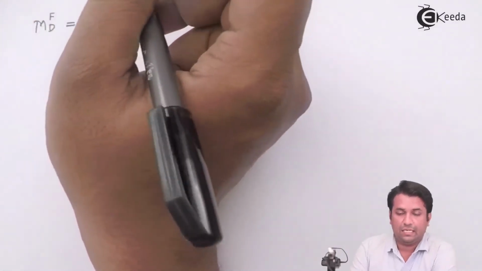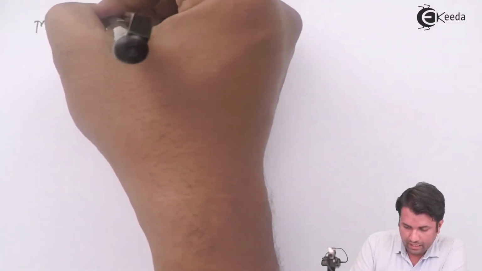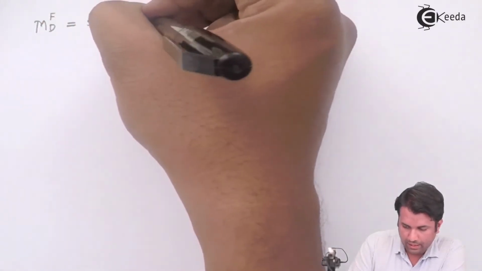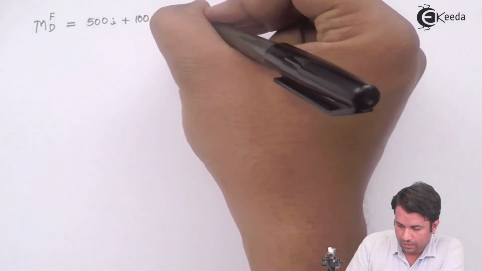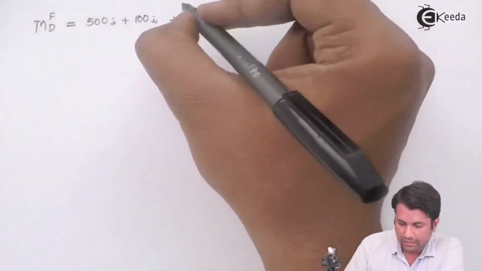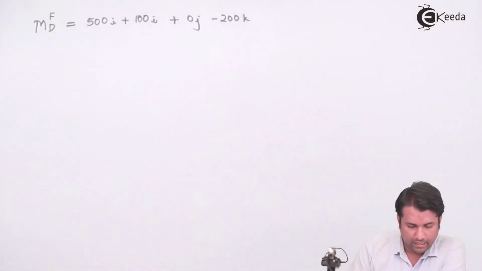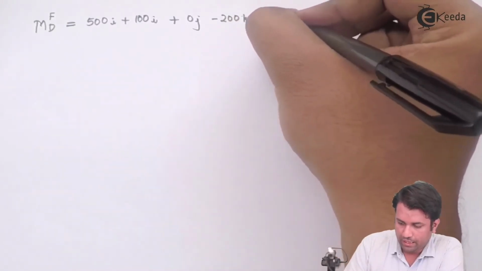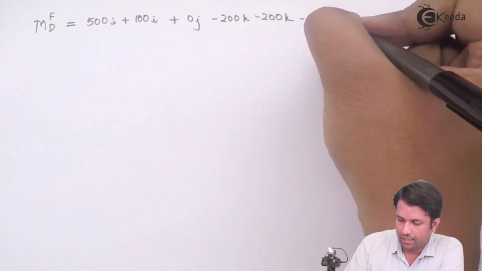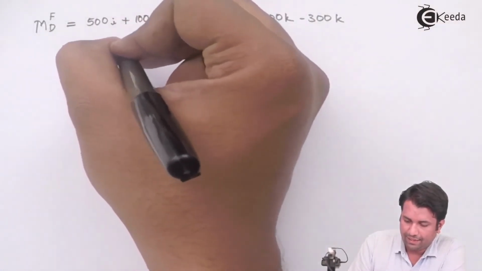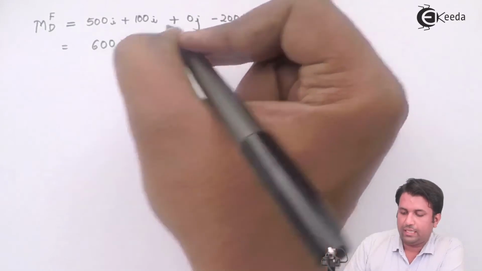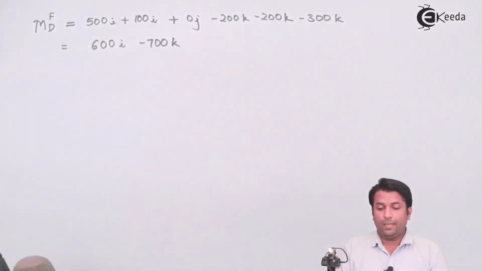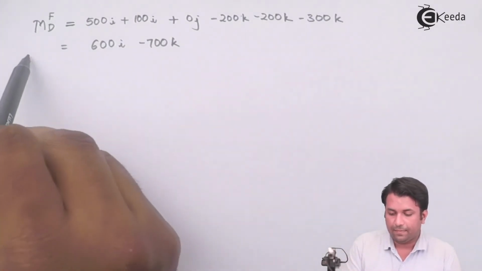I'll take the summation of the like terms together. So I'm having 500 I plus 100 I. J terms are 0, so plus 0 J. Then K term is minus 200 K, again minus 200 K and minus 300 K. So this comes out to be as 600 I, 0 and minus 700 K. So this is the net moment that is acting about D.